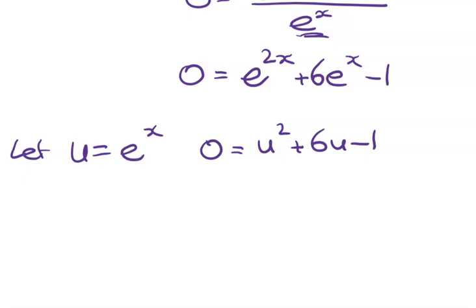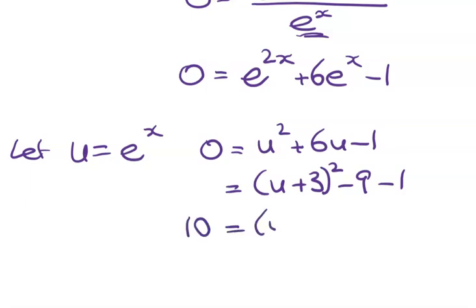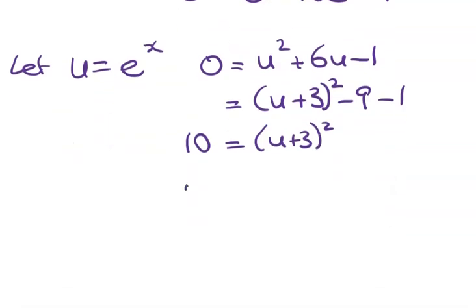And also you were told to find it to 3dp, right? So we probably don't expect it to. So we've got (u plus 3) squared, take away 9, take away 1. What does that give me? Of course, you could do this with the quadratic formula, right? So we've got 10 is equal to (u plus 3) squared. So u, which is e^x, is equal to, what have we got? Negative 3 plus or minus the square root of 10.